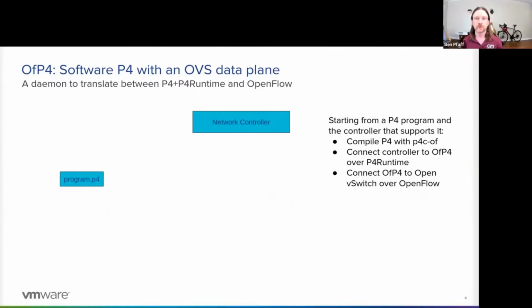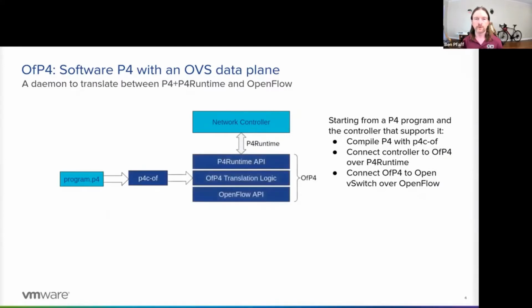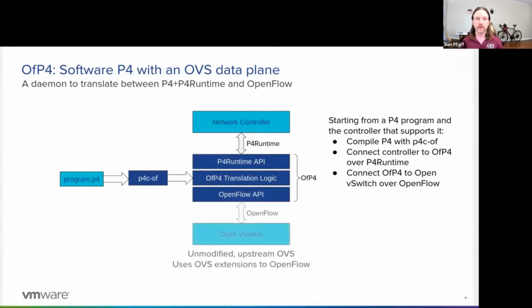This is how the system works. So first, we take a controller that uses P4 runtime and a P4 program that it expects to control. Then we compile the P4 program with a compiler backend that we wrote for OfP4. We take that compiler's output and we plug it into OfP4, and then we connect it to the controller using P4 runtime. Finally, we connect OfP4 to OpenVSwitch. OfP4 then translates P4 and P4 runtime into OpenFlow and uses it to control OpenVSwitch. The overall effect is that OpenVSwitch then implements the P4 program.